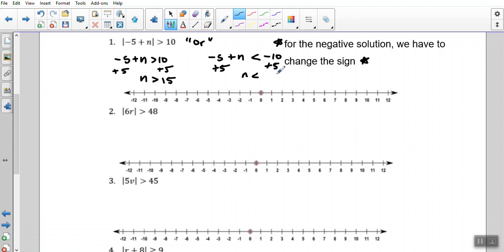n is less than negative 5. So n is greater than 15. 15 is somewhere over here, so it's going to be greater than. You're going to shade to the right. And n is less than 5. It's going to be shaded to the left.